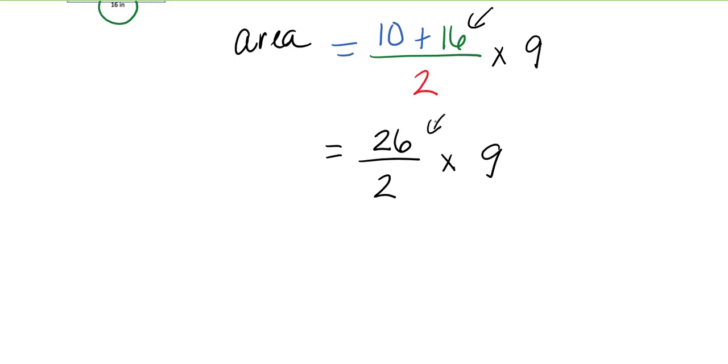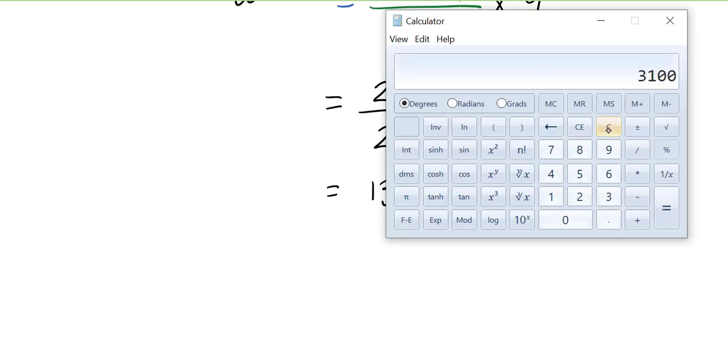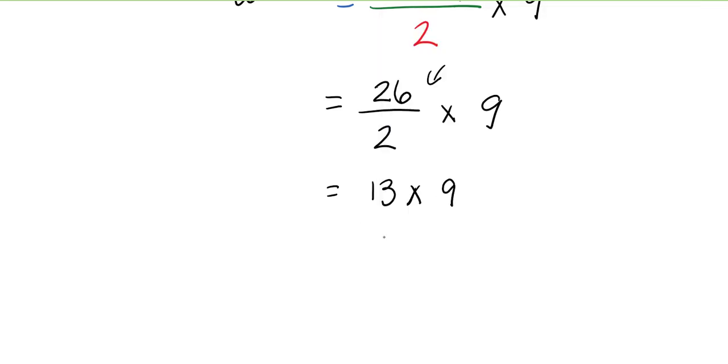Make it easier. So 26 divided by 2. If you take 26 and just divide it by 2 to even it out, it would be 13. And then we multiply that by 9. Now we can grab our calculators. 13 times 9, and we get 117.